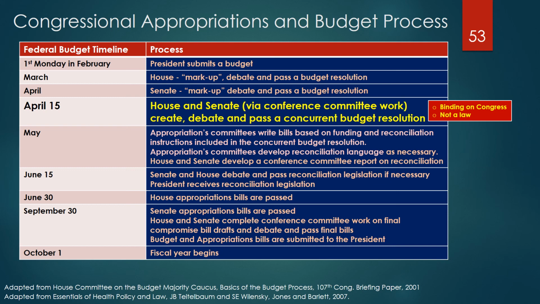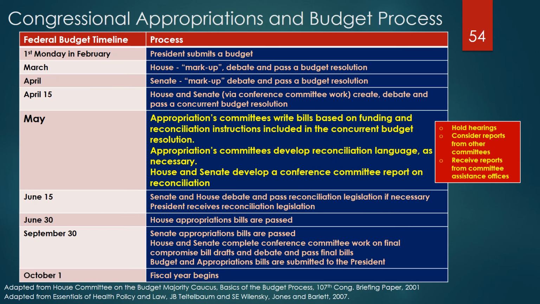Members representing each chamber then meet via a conference committee and develop a conference report that reflects a consensus or compromise between the House and Senate on an overall budget resolution. By mid-April, the House and Senate develop and pass a concurrent budget resolution. This concurrent resolution is binding on the House and Senate, providing a blueprint for revenue collection and spending. This resolution is not yet law, and therefore the President is not bound by its parameters.